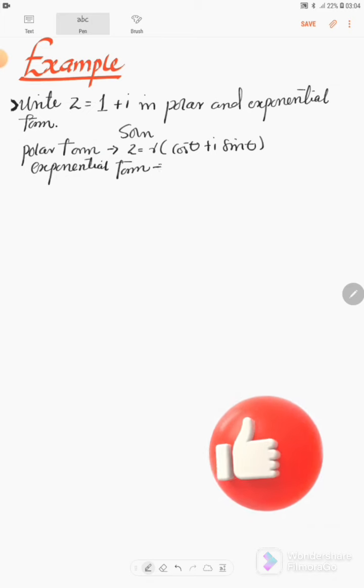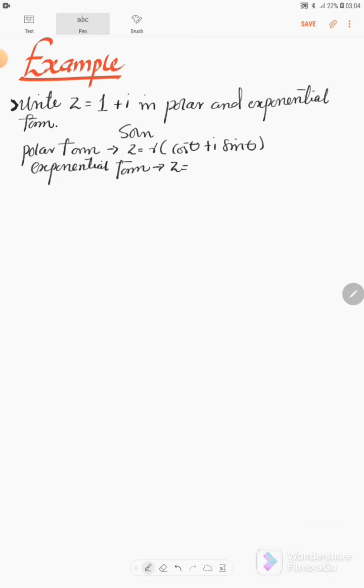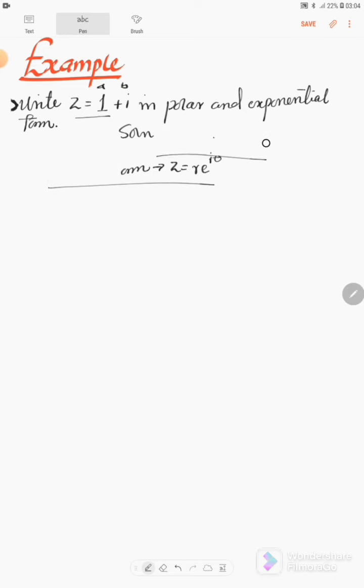Is also denoted as z equals r exponential i theta. So there are three forms. This is already in polar form. This is your a, this is your b. Your a is 1, your b is 1. Now we are not going to use this much. Now let's move to the solvings.